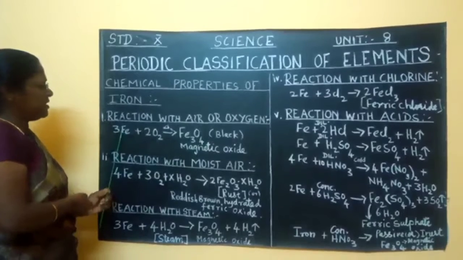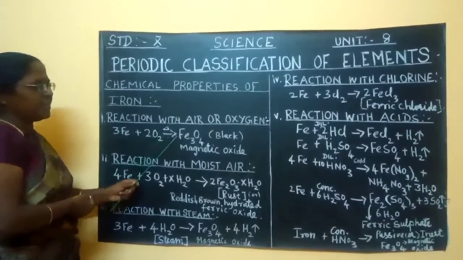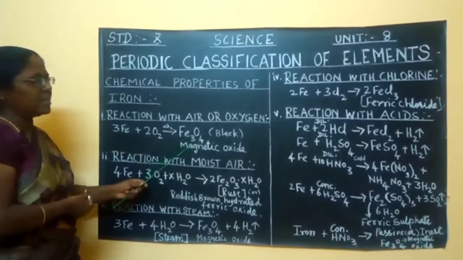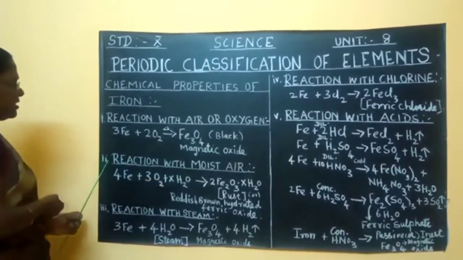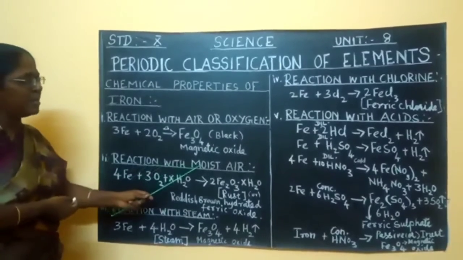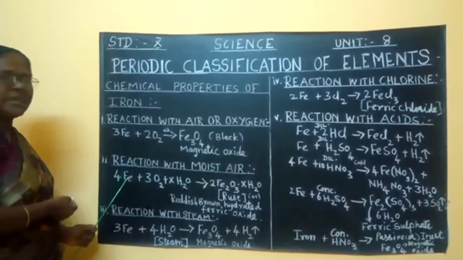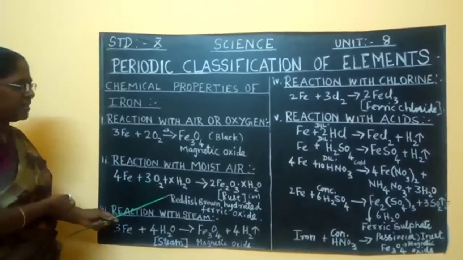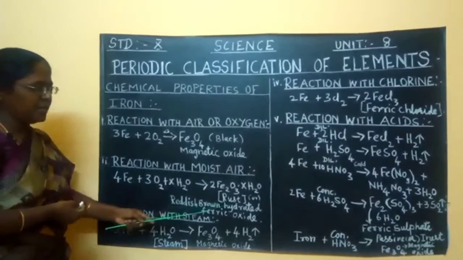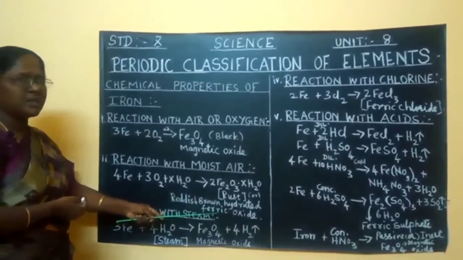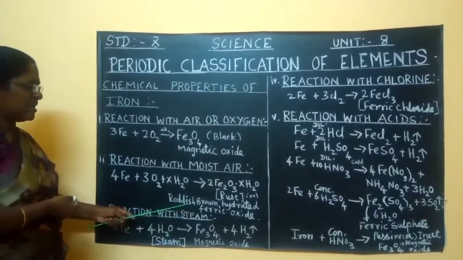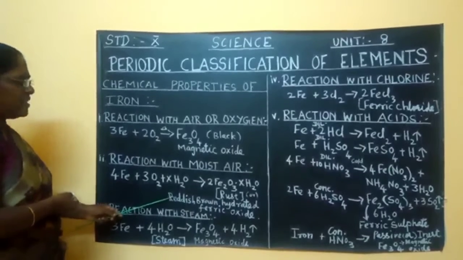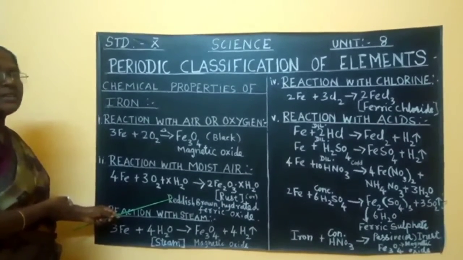The reaction is Fe plus O2. It gives Fe3O4. So Fe3O4 means magnetic oxide. The second reaction is reaction with moist air. When iron is exposed to moist air, it forms a layer of reddish brown hydrated ferric oxide on its surface. This is called rust. The phenomenon of formation of rust is known as rusting.